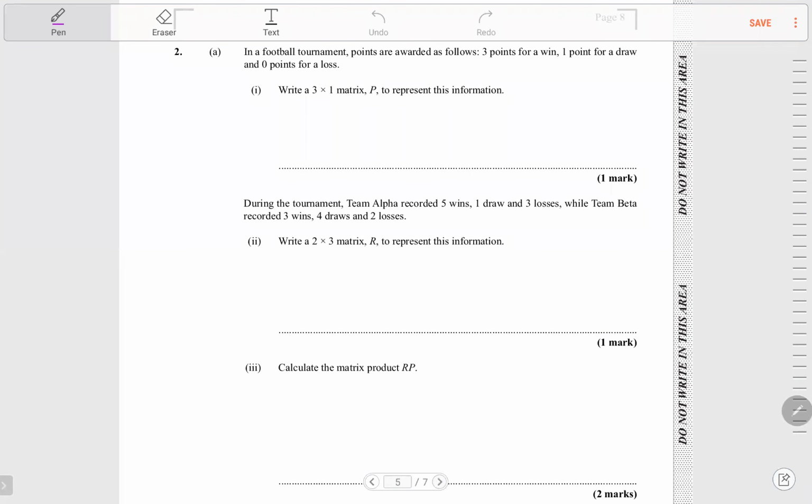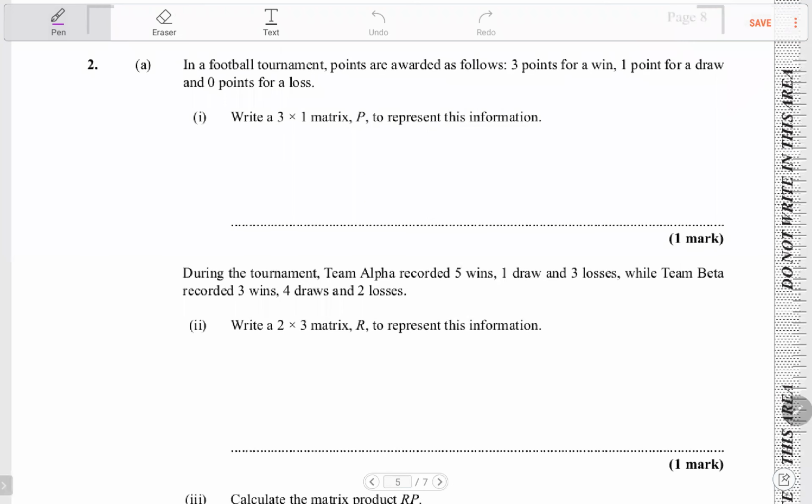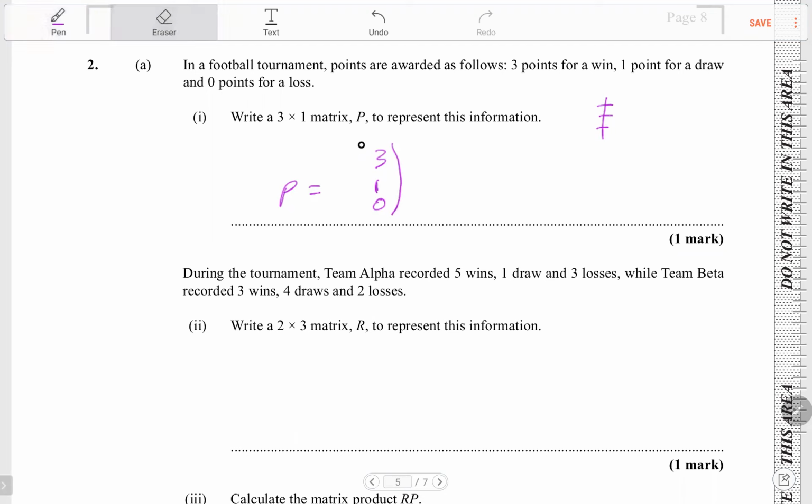Question 5 now. This one says, in a football tournament, points are awarded as follows: 3 points for a win, 1 point for a draw, 0 points for a loss. Everybody knows that's what goes in football. It says write a 3-by-1 matrix. Remember, 3-by-1 matrix means 3 rows, 1 column. So that matrix is P equals 3, 1, 0. P represents points, the points you will get for a win, a draw and a loss. So this is for a win, this is for a draw, this is for a loss. That matrix is a points matrix.